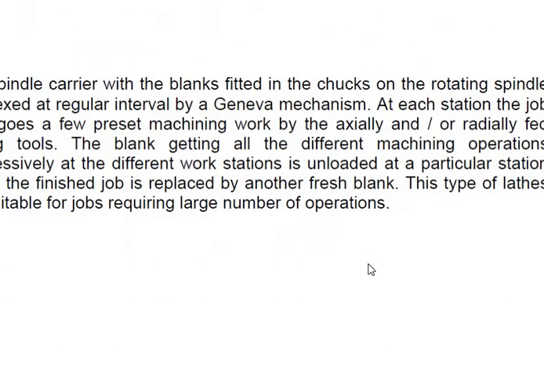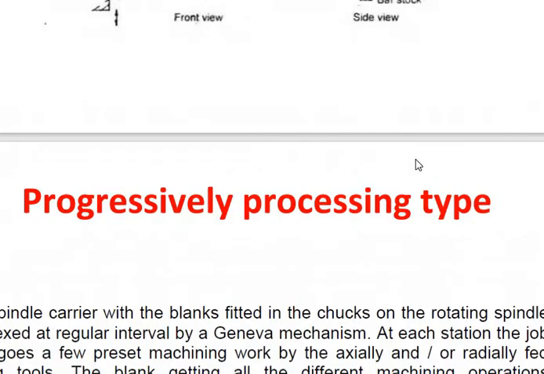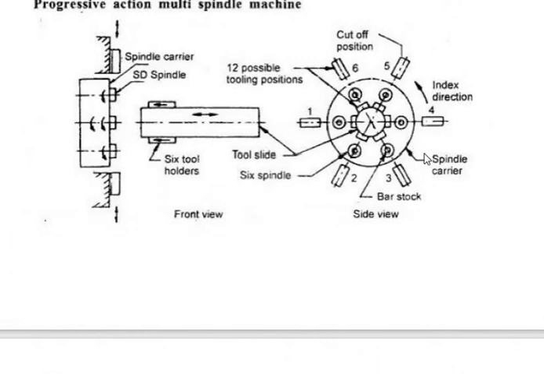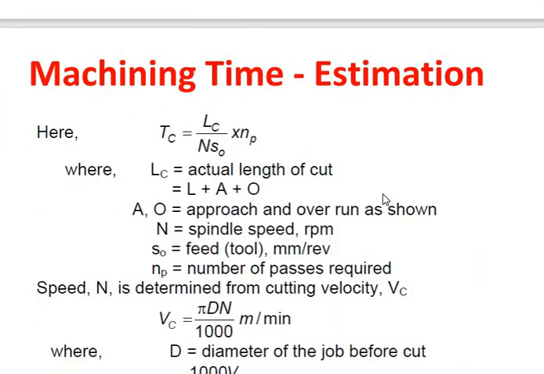At each station the job undergoes a few preset machining operations by axial or radial fed cutting tools. The blank, after getting all the different machining operations progressively at the different workstations, is unloaded. You can see that at the different workstations the job is unloaded or indexed. Understood? Now I will give the machining time estimation.